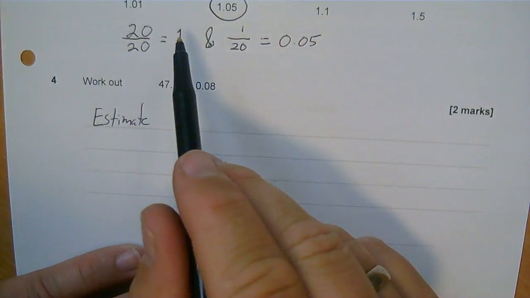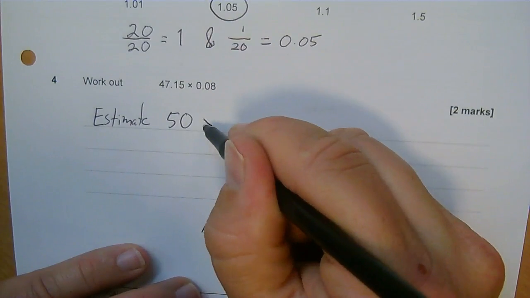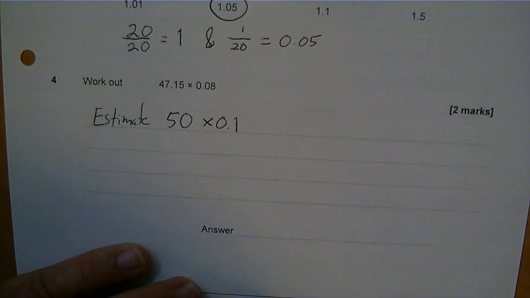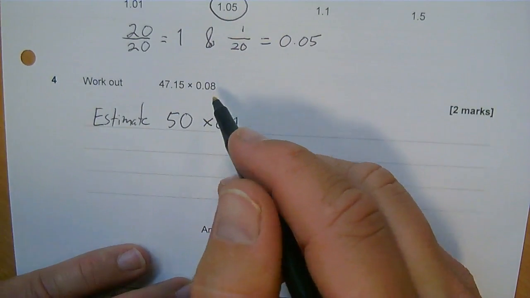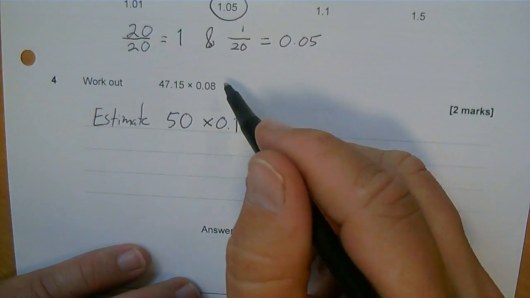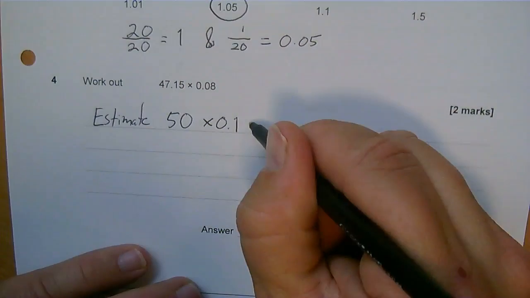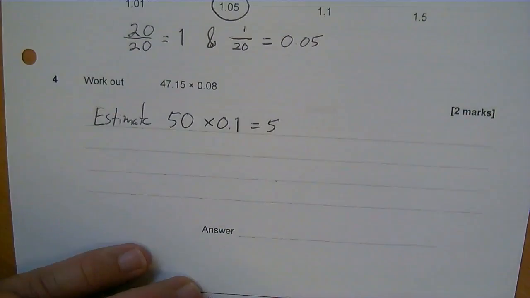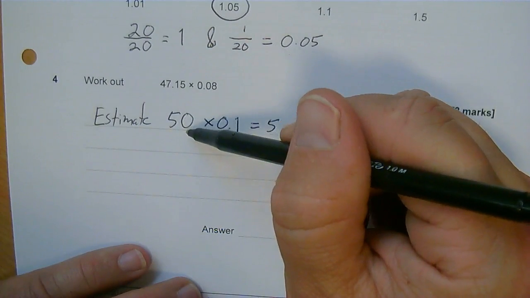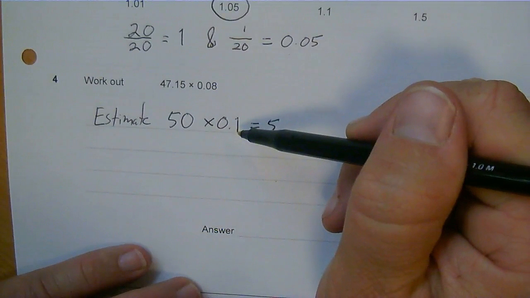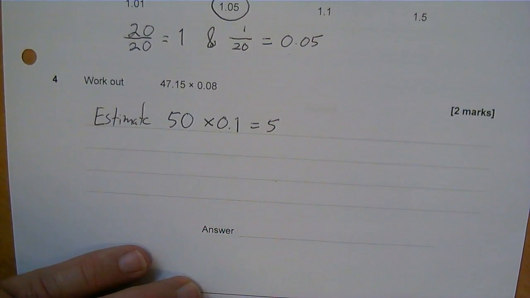So my estimate to one significant figure, this would be 50. And to one significant figure, this would be 0.1. Or actually, it would be 0.08 to one significant figure, okay. But I'm just doing it to 0.1 because that's fairly close, and that's going to provide me with roughly what it is. So it's got to be in the region of 5, my answer. It'll be a bit less because 47.15 is a bit less than 50, and 0.08 is a little bit less than 0.1. It's going to be something less than 5, but not miles away from 5.